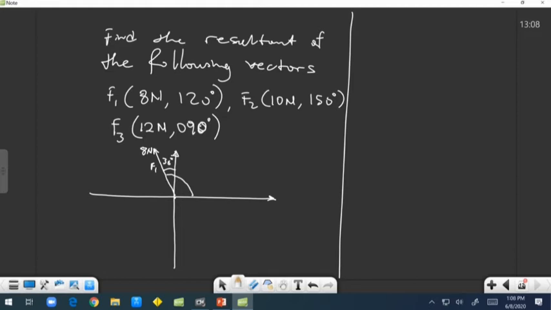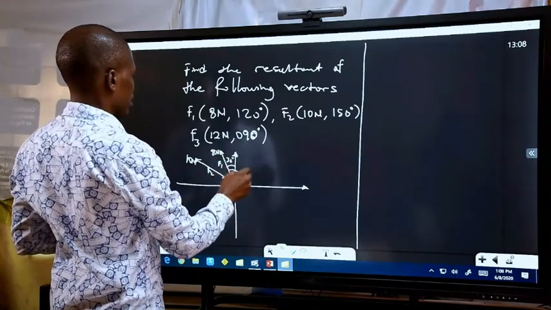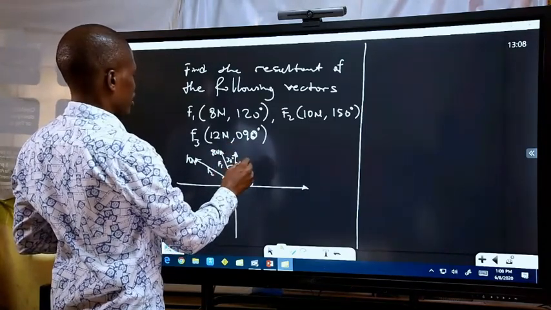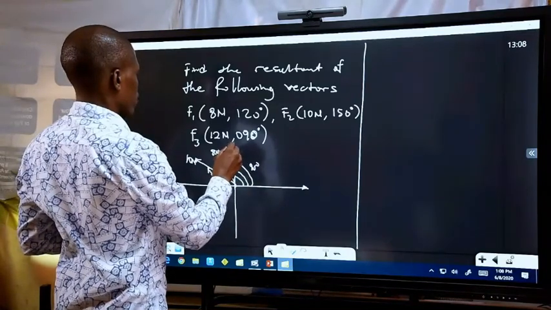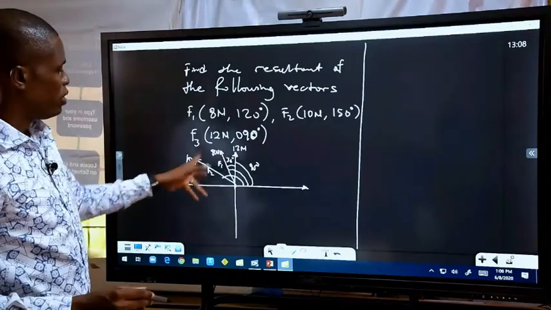The next one is force F2. F2, 10 newtons at 150. So you measure again 150. So that will be around here. So take it from here. That is 10 newtons force at 150. So you call this F2. The next one is F3, which is acting at angle 90 degrees. So that means it's acting here. This is angle 90 degrees. So that is 12 newtons. So you can find the resultant of this by resolving them based on that.